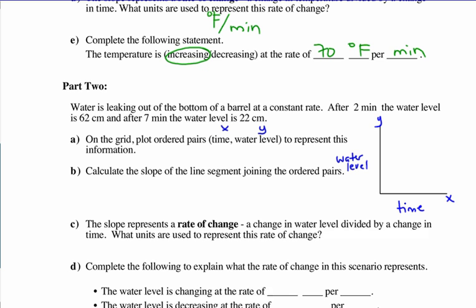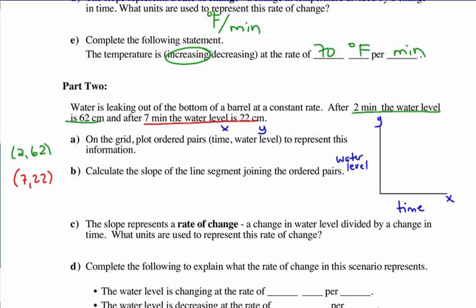So we have 2 points to plot. Our first point is after 2 minutes, the water level is 62 centimeters. So we have 2 comma 62. And the other one we want to plot is after 7 minutes, the water is 22. So 7 and 22. We want to plot those on our graph.